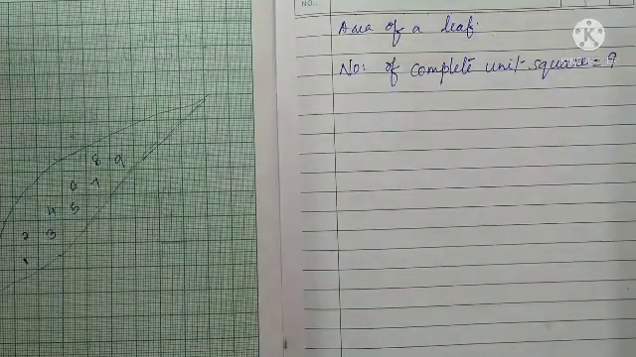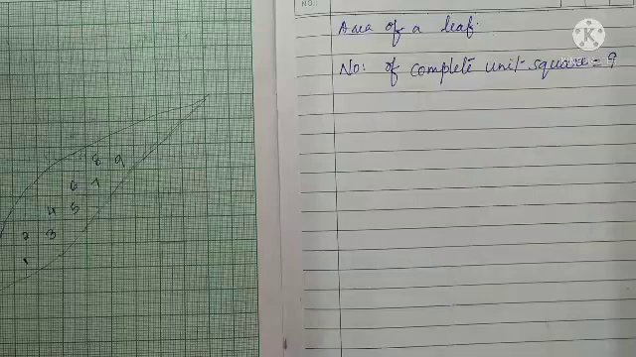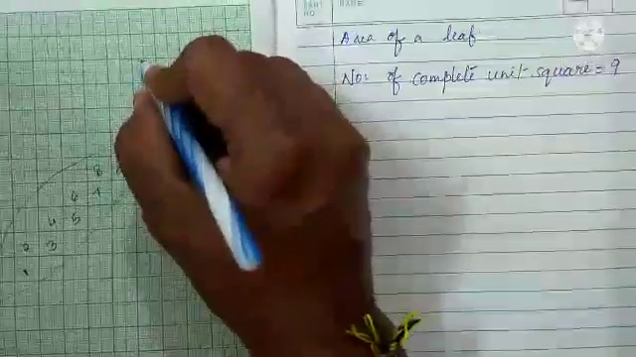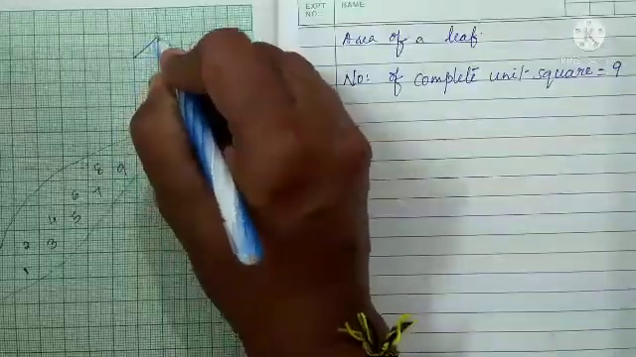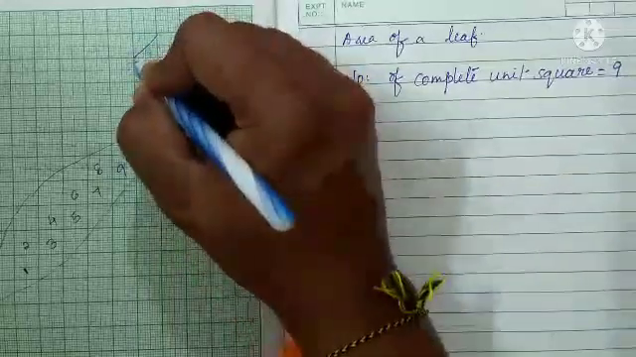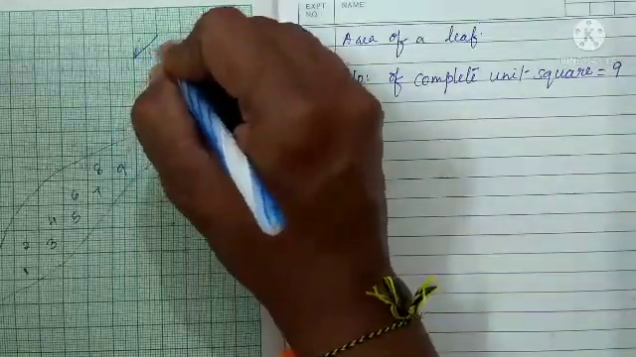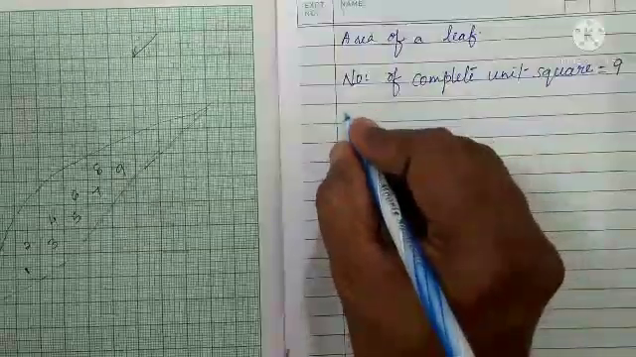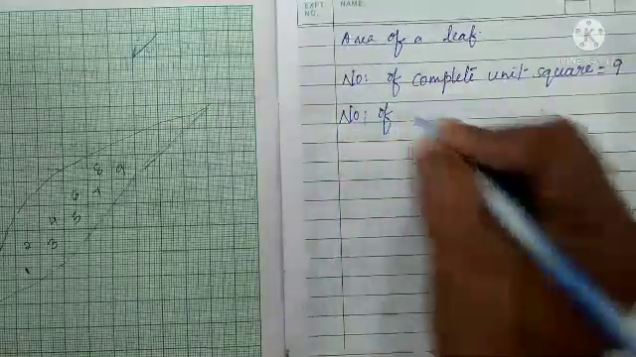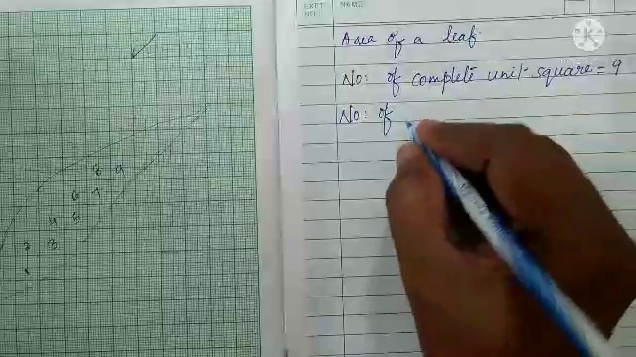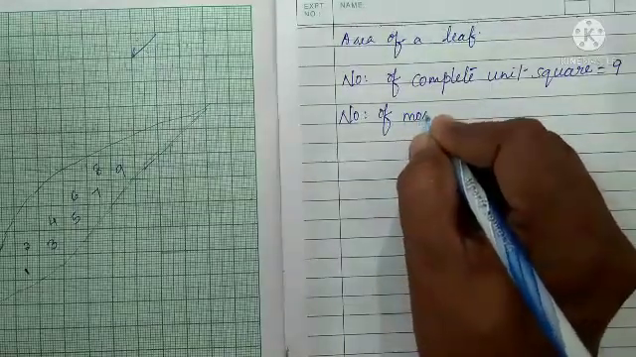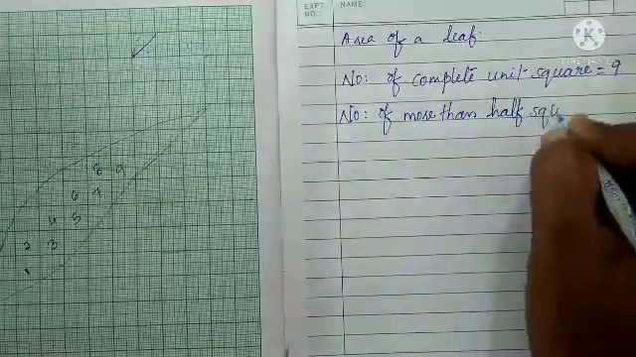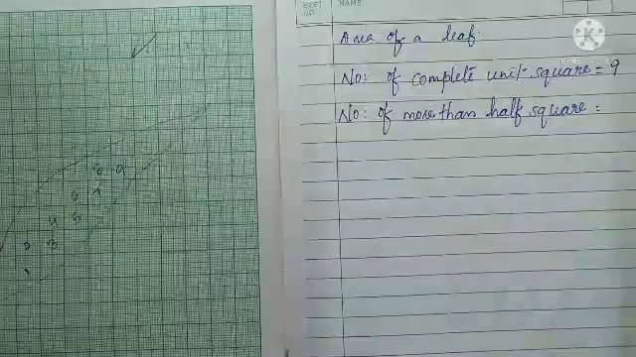What is the next step? Yes, next step, we need to find out the more than half squares. What is meant by more than half square? Yes, if this is the unit square, it's half pieces. Both pieces are half. It's above, it's greater than half a piece. That is more than half a piece. Understand? So the number of more than half squares, how many of them are there? We need to find that out.